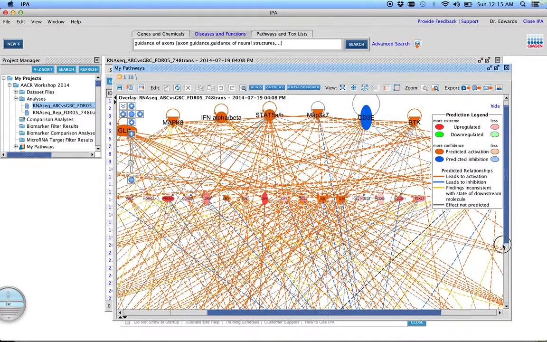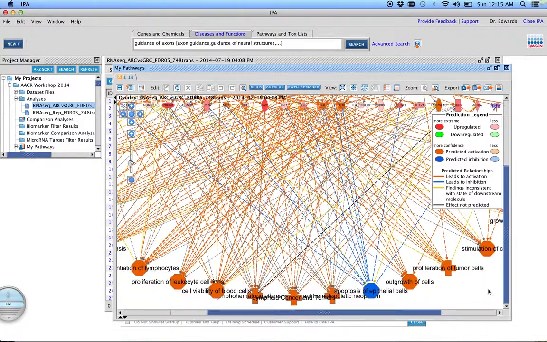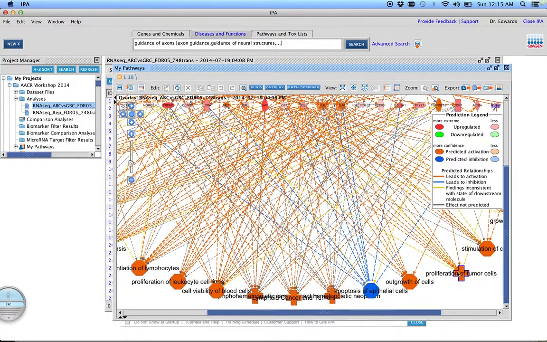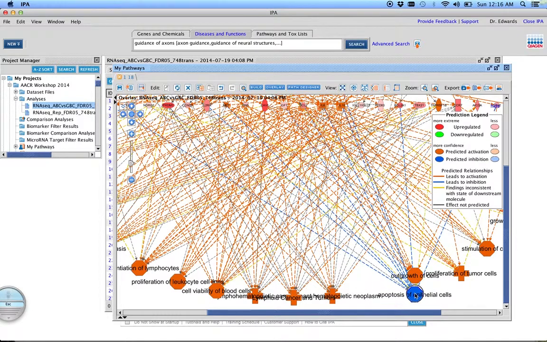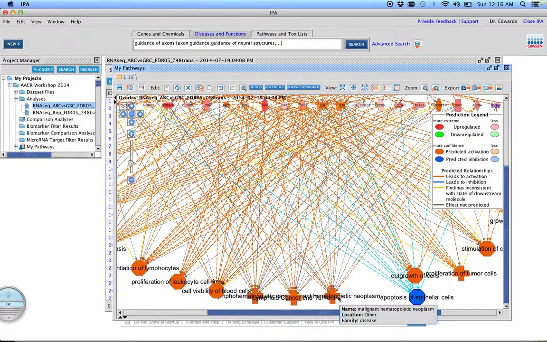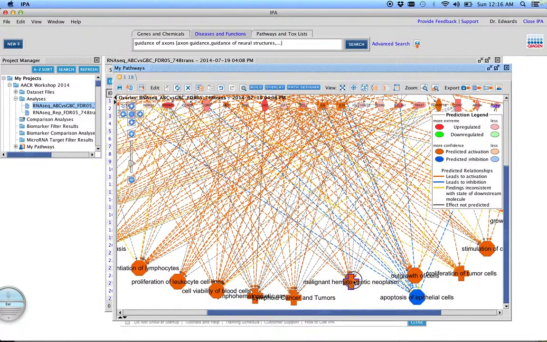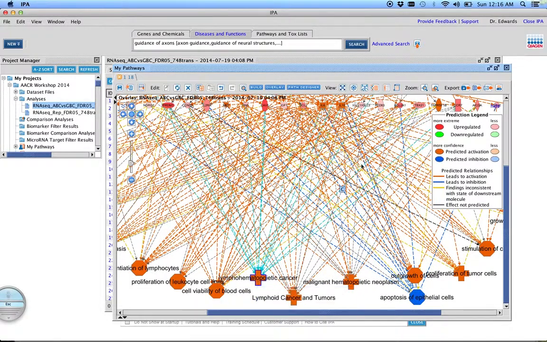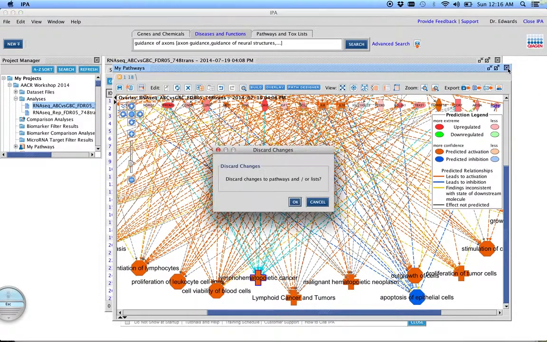And not only that, if we go down here, we can see a lot of these biological functions that they're associated with. And it doesn't take too much of a stretch of the imagination to see it. You have apoptosis going down and lots of cell growth. Very much indicative of an aggressive type of cancer. And you can do this to any of these networks.